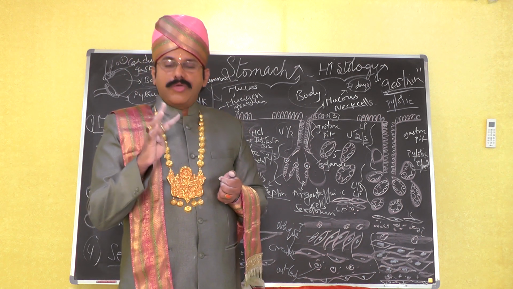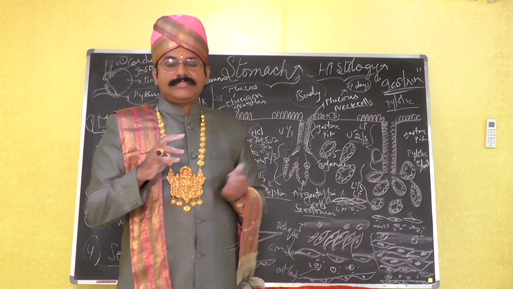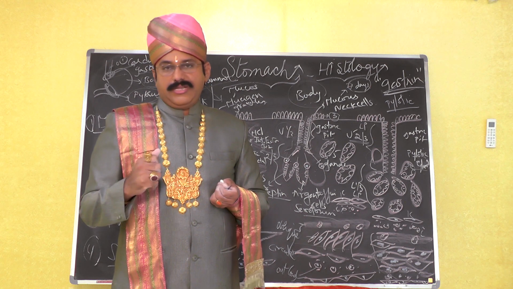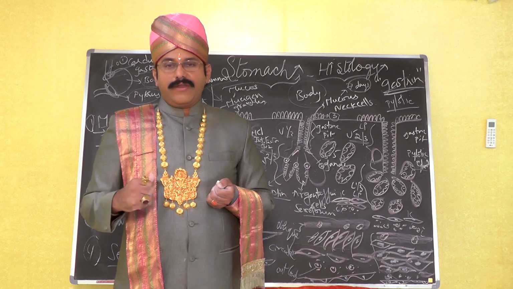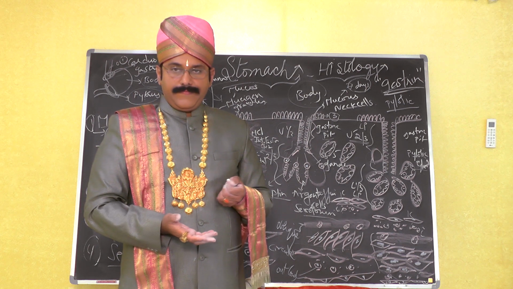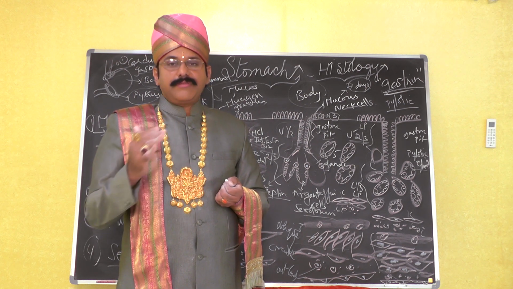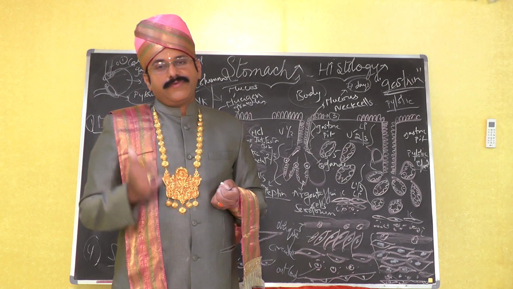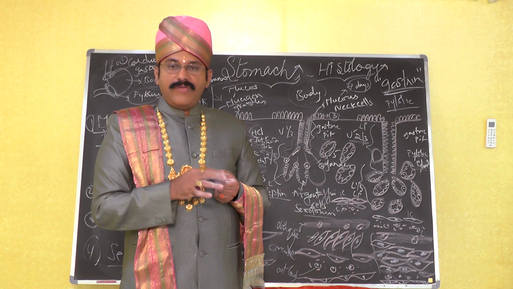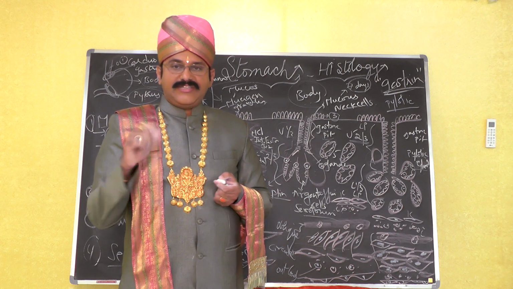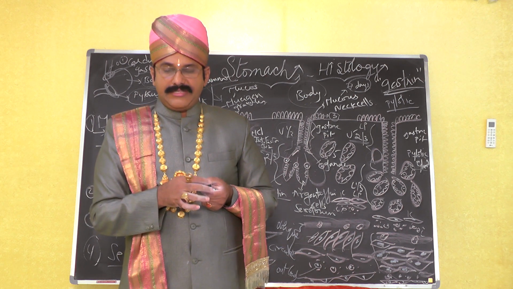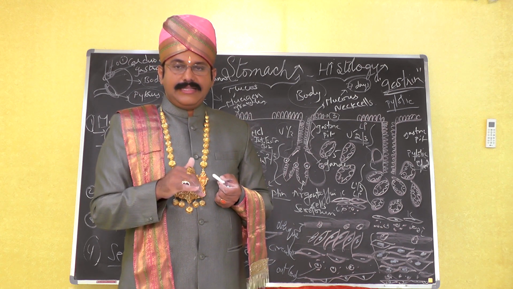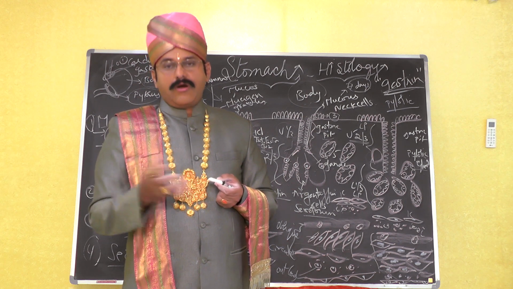And then we have the mucous neck cells. The mucous neck cells are producing mucus. This mucus is giving protection from the corrosive action of hydrochloric acid to the gastric mucosa. Then we also have the basal cells, which are acting like stem cells, the undifferentiated mesenchymal cells, which on demand transform themselves into the mucous neck cells or into the epithelial cells.